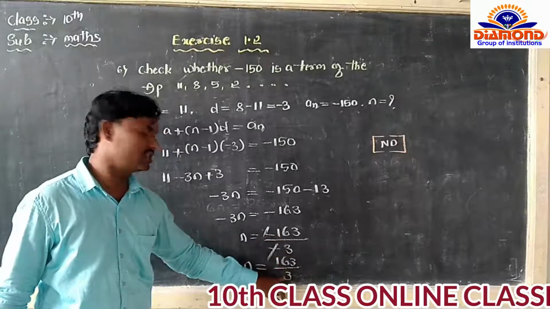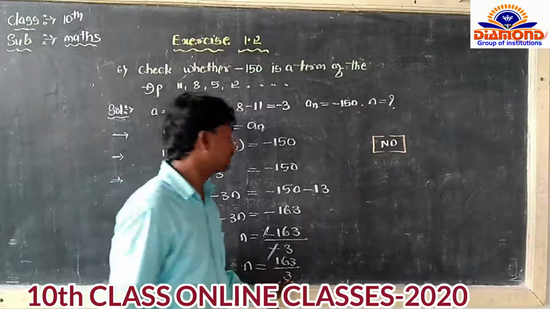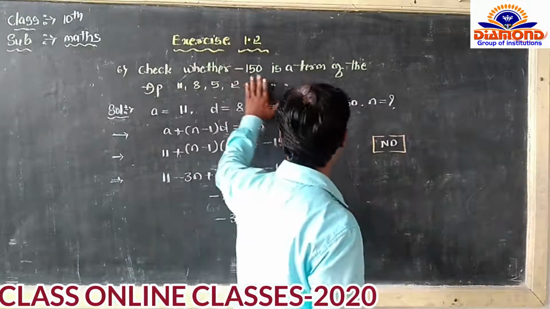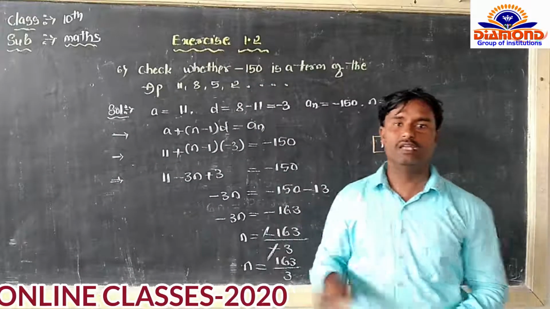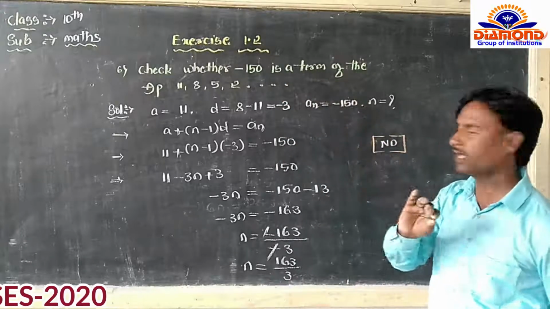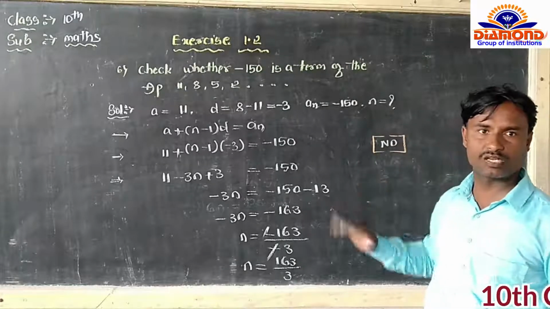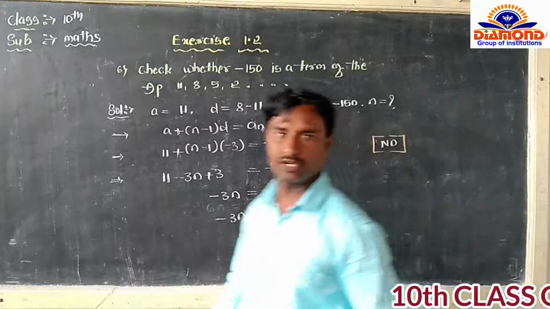163 is not divisible by 3, that is it will become a decimal. For this we should say: minus 150 is not a term of the given AP. In this AP, minus 150 is not a term, so the answer is no, dear students. I thought you understood the 6th question very well. Let us go to the 7th question, dear students.